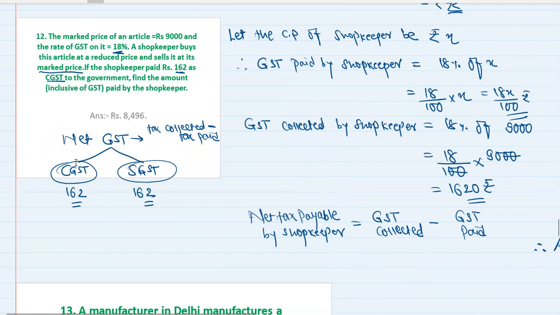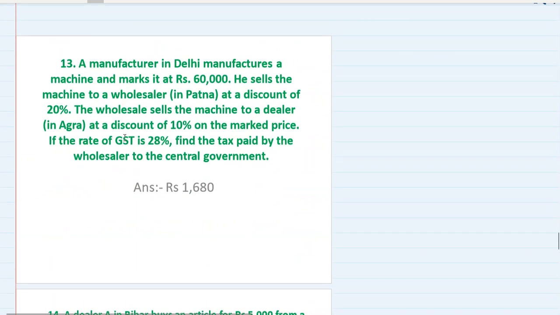Okay, so the only issue which I faced in this question is that I did not understand it properly at the first go, because they did not say that a shopkeeper paid rupees 162 as net CGST. They did not use the word net. So I thought that that is the tax paid. No, that is not tax paid. That is the net tax paid by the shopkeeper. Okay, so we understood that now. Let's go ahead.